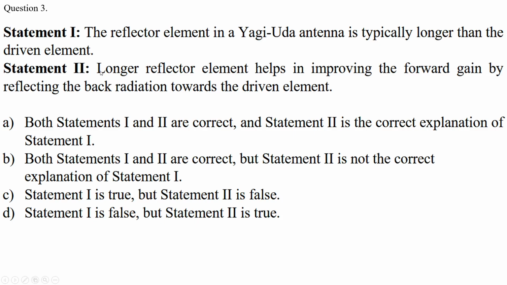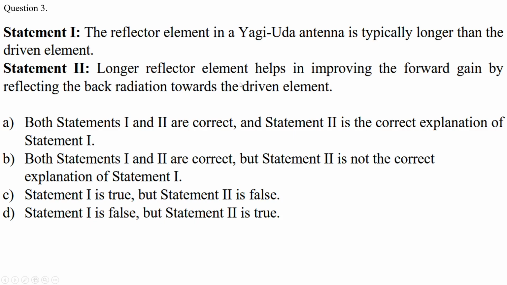Statement 2 says that longer reflector element helps in improving the forward gain by reflecting the back radiation towards the driven element. So this is the reason why the reflector element in the Yagi-Uda antenna is typically longer than the driven element. Now we will read all four options. Option A is both statement 1 and 2 are correct. Yes, we know both are correct. And statement 2 is the correct explanation of statement 1. Yes.